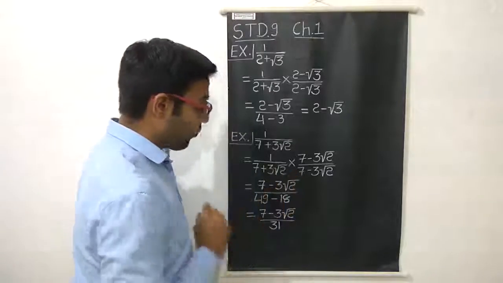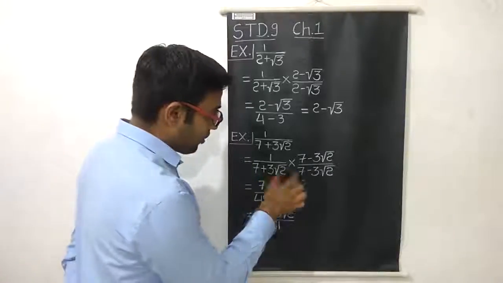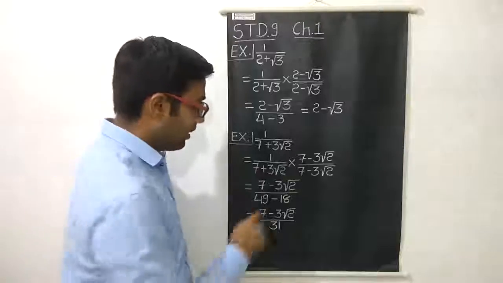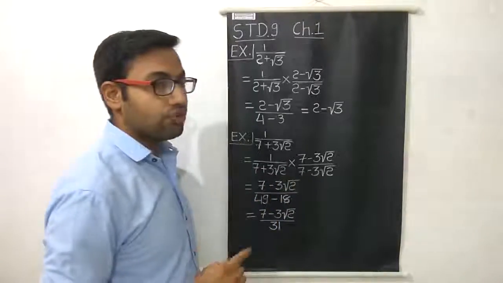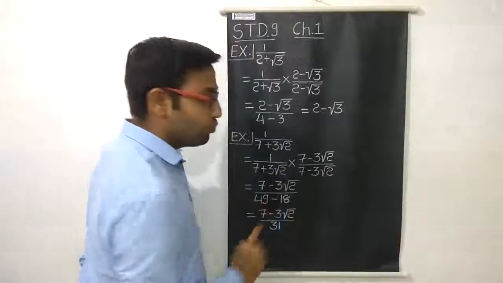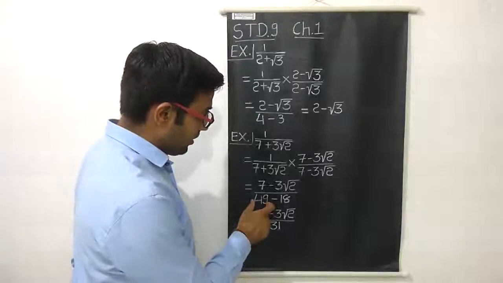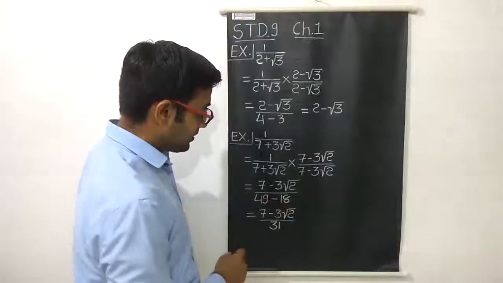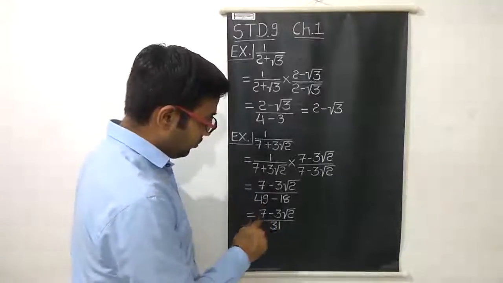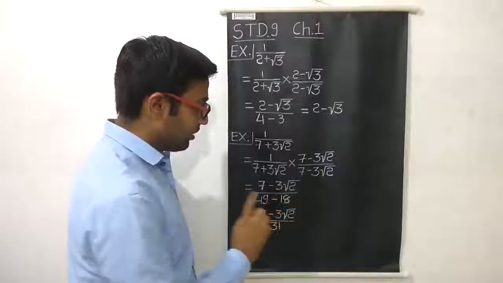What will happen in the denominator? 7 square, that is 49, negative sign. Here what will happen? 3 into 3, 3 square is 9, under root 2 into under root 2 gives us 2. Here what will we get? 9 twos are 18, right? So in the denominator we have to subtract 49 minus 18 and it will give us 31. And in the numerator 7 minus 3 root 2 remains as it is.